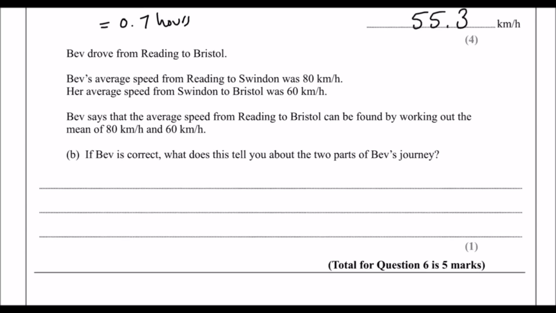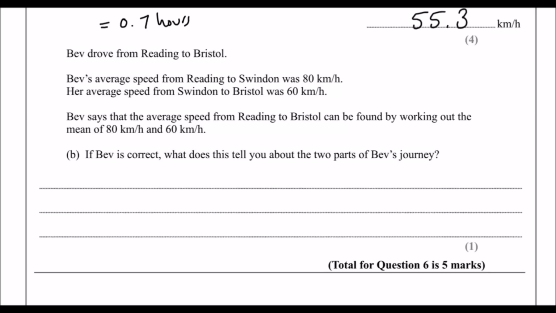Bev drove from Reading to Bristol. Bev's average speed from Reading to Swindon was 80 kilometers per hour. Her average speed from Swindon to Bristol was 60 kilometers per hour. Bev says that the average speed from Reading to Bristol can be found by working out the mean of 80 kilometers per hour and 60 kilometers per hour. If Bev is correct, what does this tell you about the two parts of Bev's journey?